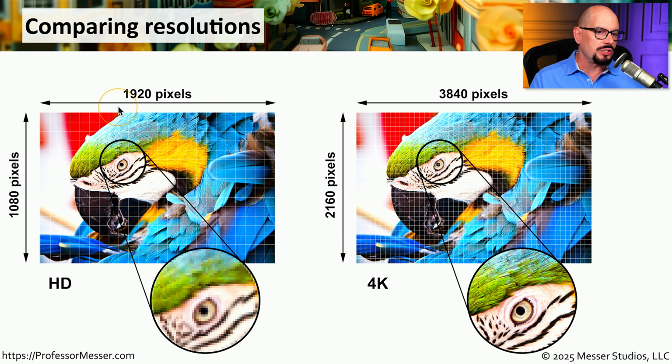You can see that HD is a width of 1,920 pixels and a height of 1,080 pixels, and 4K is obviously much larger at 3,840 pixels wide by 2,160 pixels high. If we were to look at both of these displays of the same size, you would see that the 4K display does look much sharper than the display you would get on an HD display.